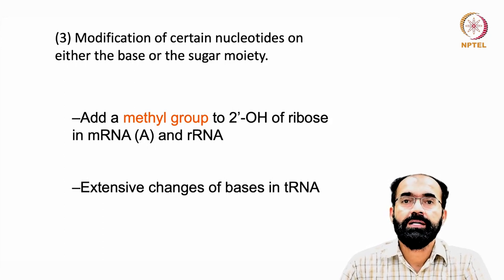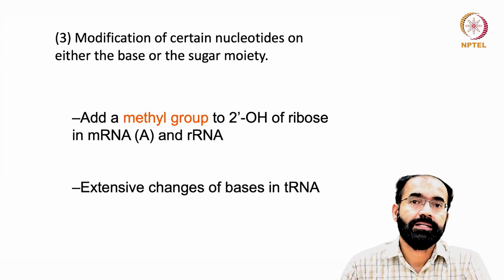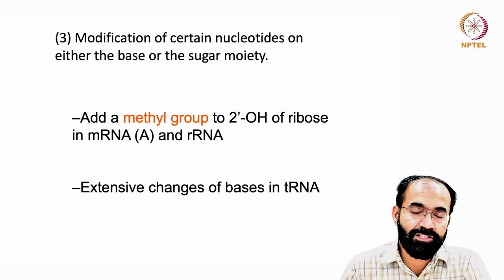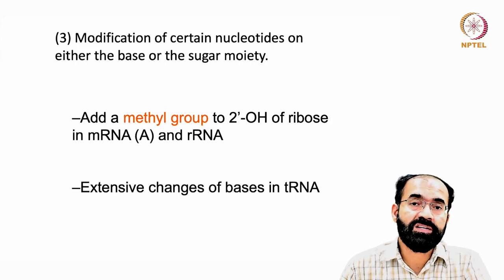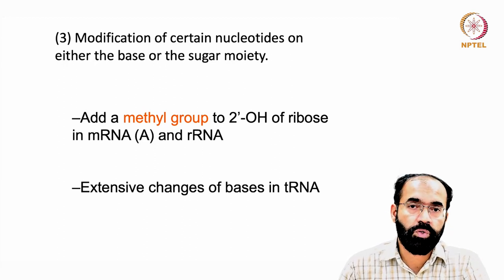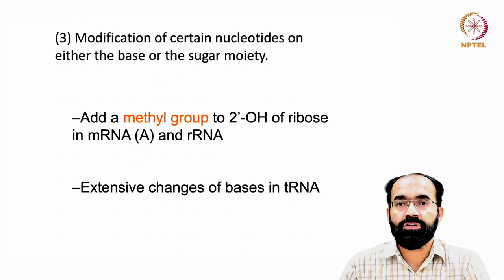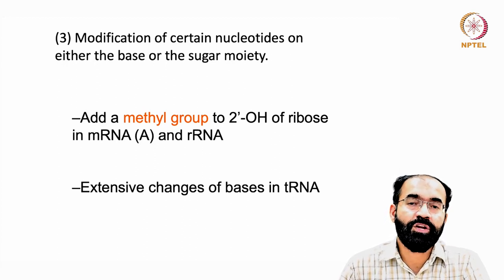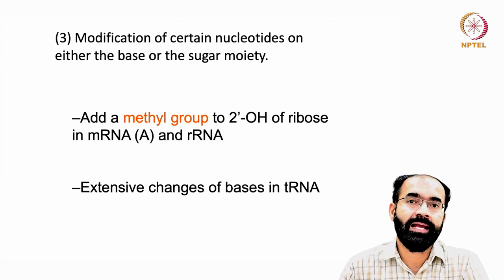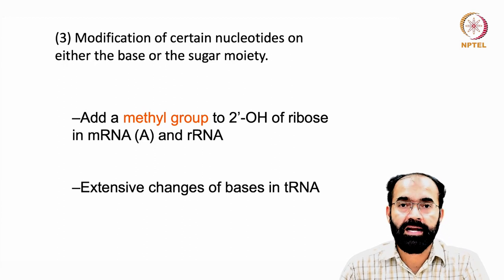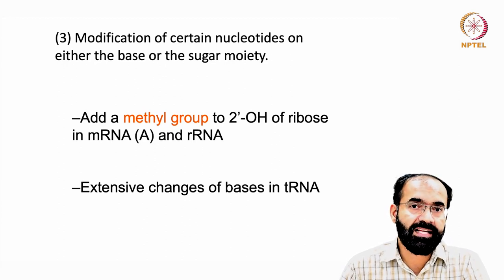Some of them allow recognition by an enzyme that has to recognize this RNA molecule as a template. Say for example, a tRNA is formed, and how will an aminoacyl tRNA synthetase enzyme know this tRNA is a good tRNA? If a tRNA has certain modified bases, then the aminoacyl tRNA synthetase will recognize, okay, this is a good tRNA, let me add an amino acid onto this tRNA so that protein synthesis can take place.